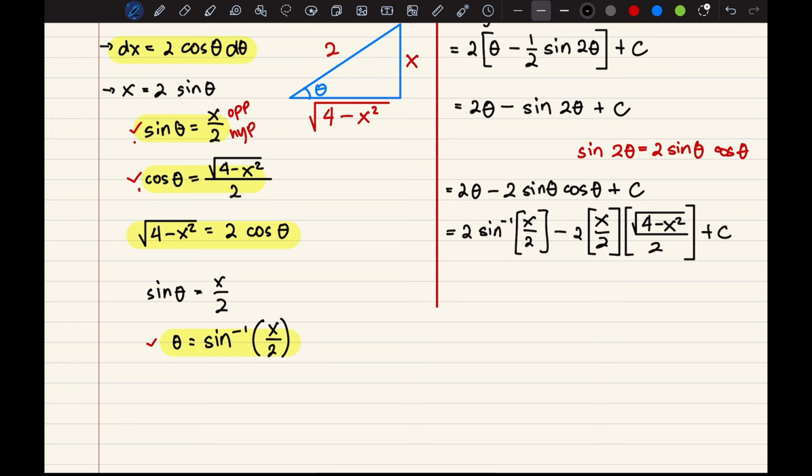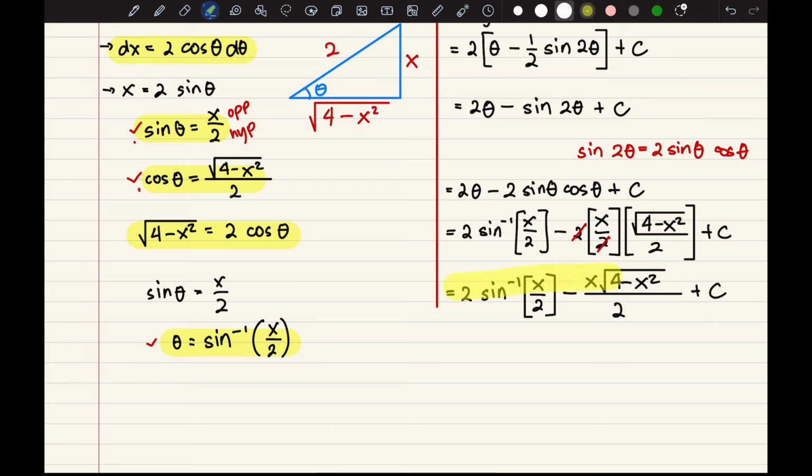Simplifying, so we have 2 arcsine x all over 2, minus the 2's will cancel each other out, so we are left with x square root of 4 minus x squared all over 2, and then lastly plus c. This is now our integral.